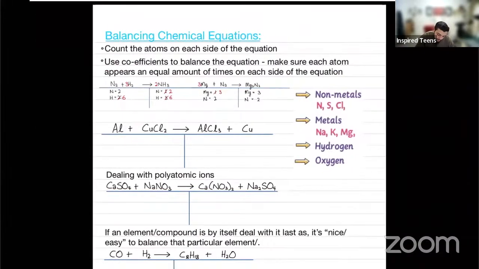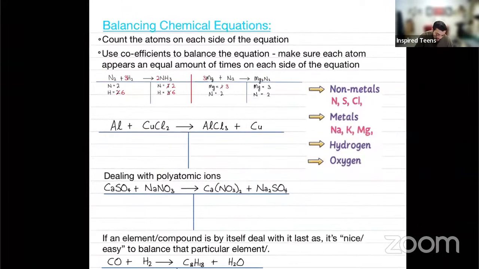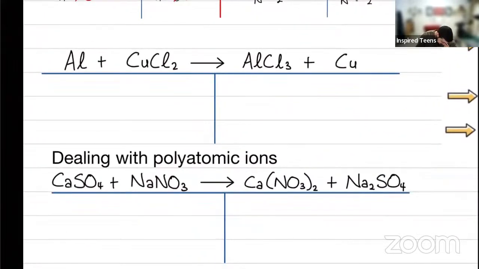Right, we followed step number 1 and step number 2. Count the atoms on each side of the equation, use coefficients to balance the equation, make sure each atom appears an equal amount of times on each side of the equation. Let's have a look at this.